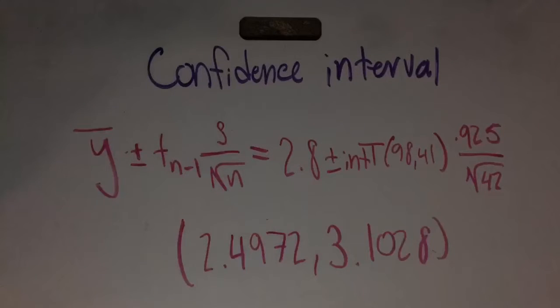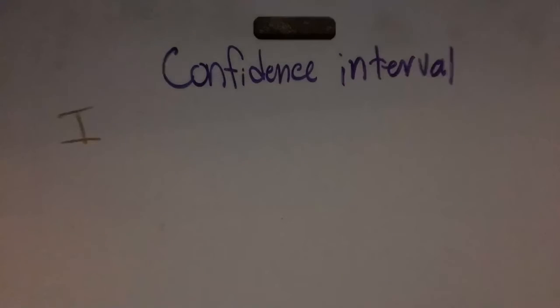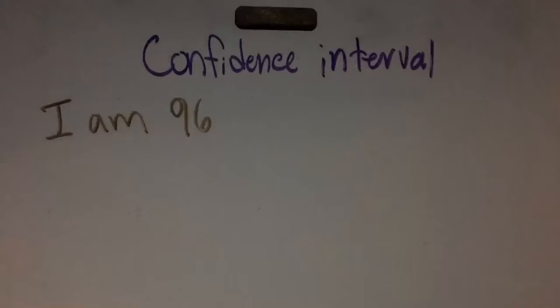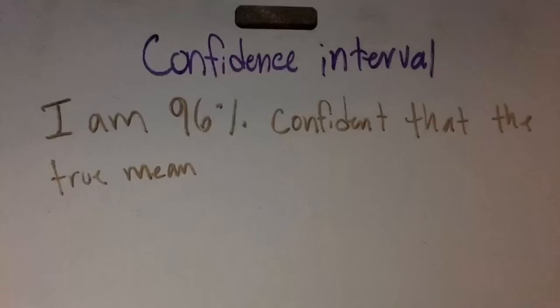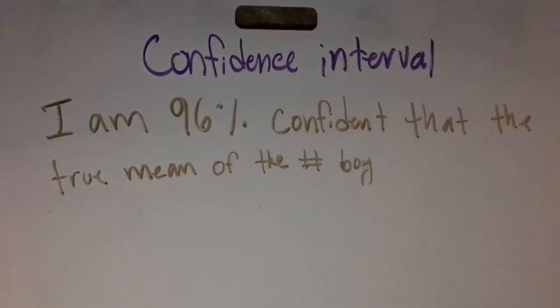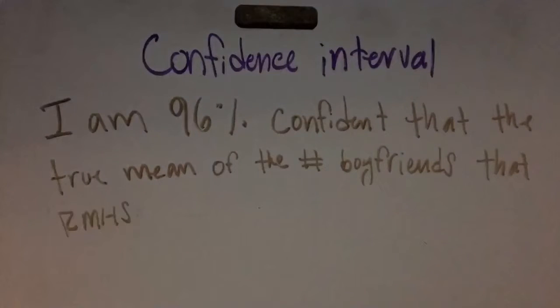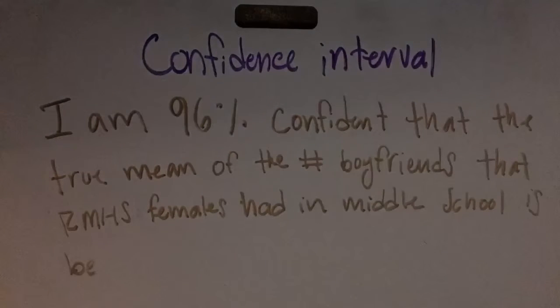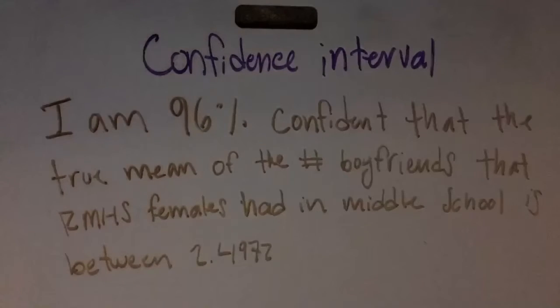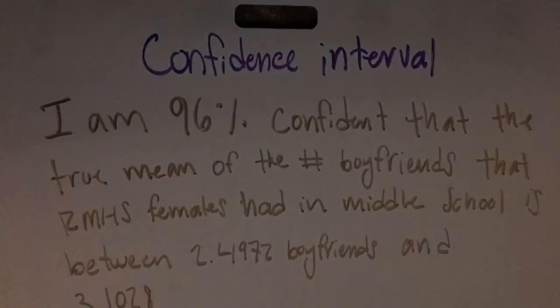2.4972, 3.1028. We then write our sentence, which is, I am 96% confident that the true mean of number of boyfriends that female RMHS students have had in middle school is between 2.4972 and 3.1028 boyfriends. We now can move on to our hypothesis test.